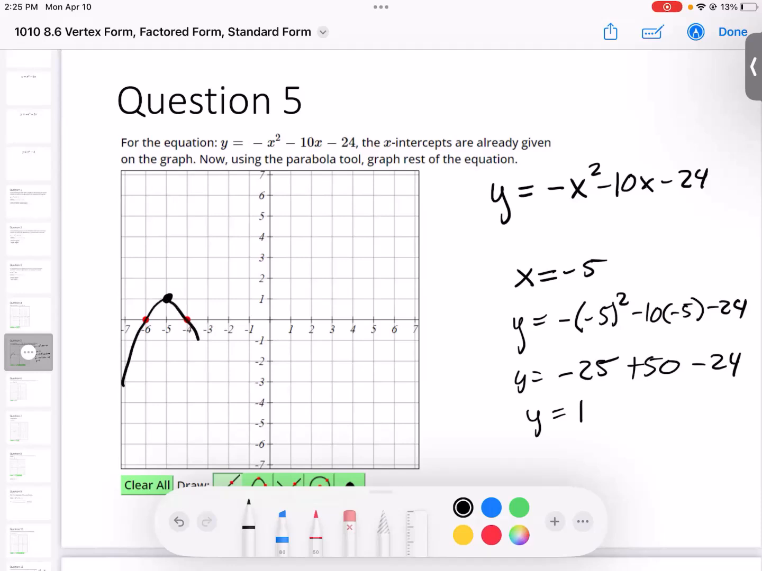That tells me my parabola is going to look like this. So you can do it that way. But if you were to complete the square, you would get the same answer. You can do it either way.